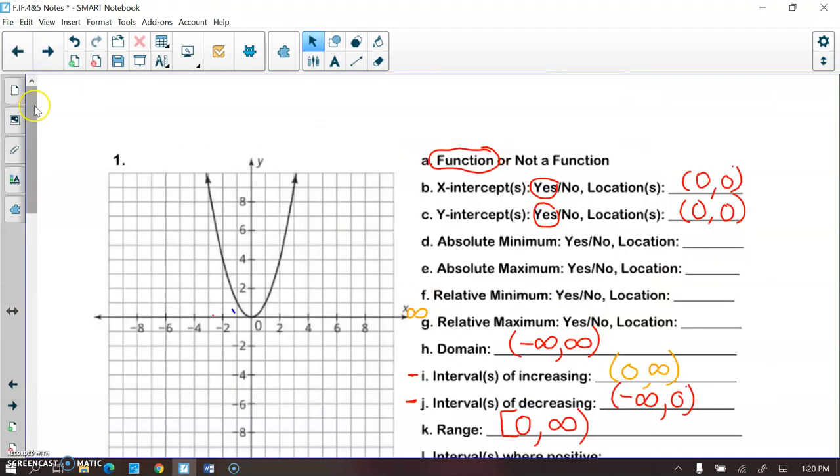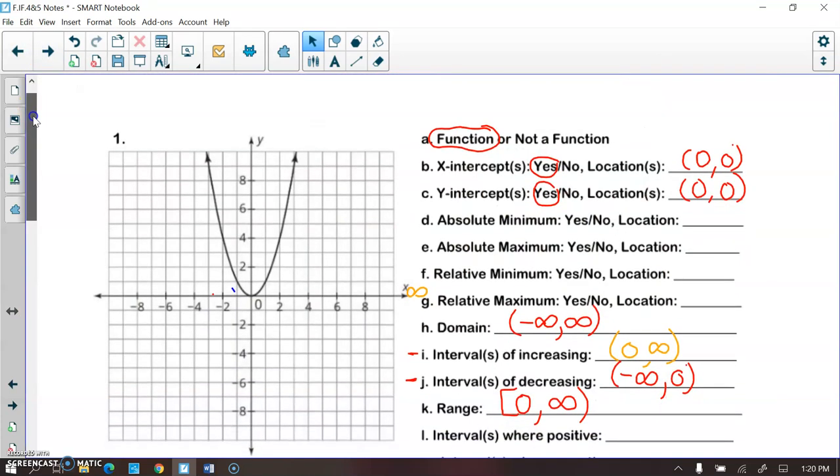So let's go through and do those for each of these. So number one, absolute minimum. The absolute lowest point on this graph is 0, 0. So there is an absolute minimum. It is 0, 0.